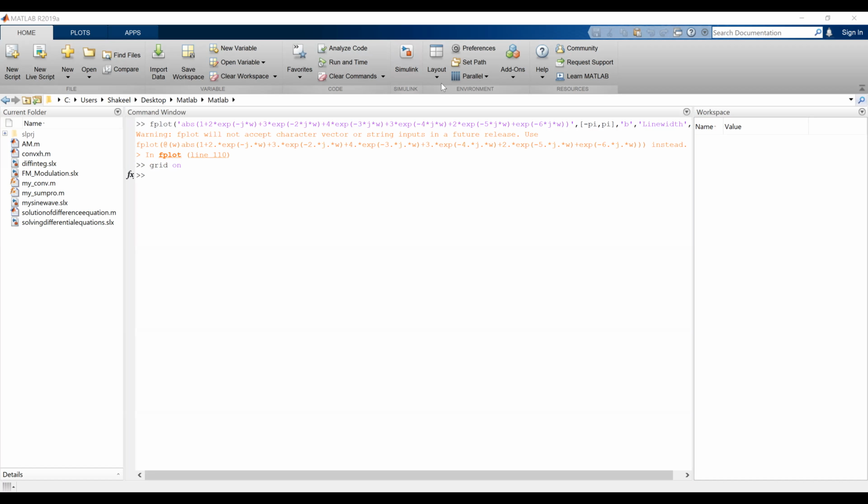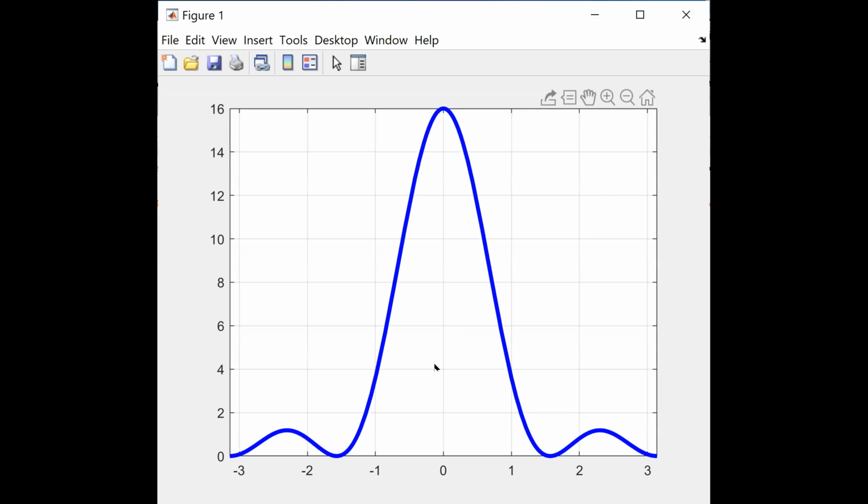Have a look. This is the magnitude plot of the Fourier transform, which we call the discrete time Fourier transform. So this is how you plot the magnitude plot in MATLAB. Now let me show you how to plot the phase plot.